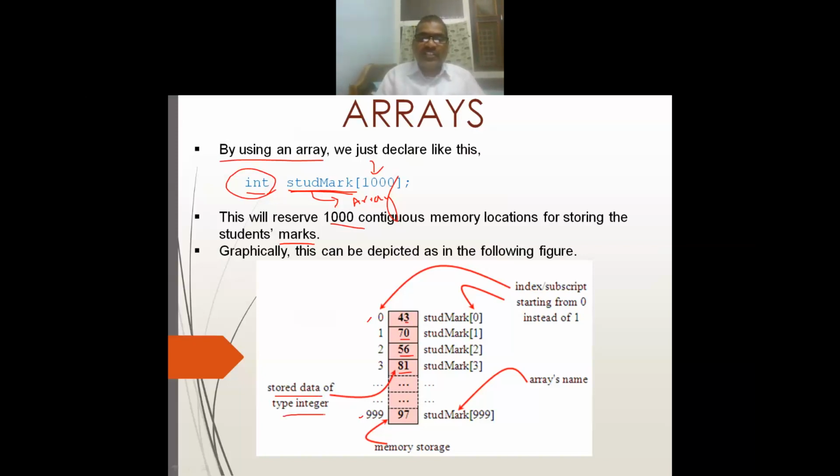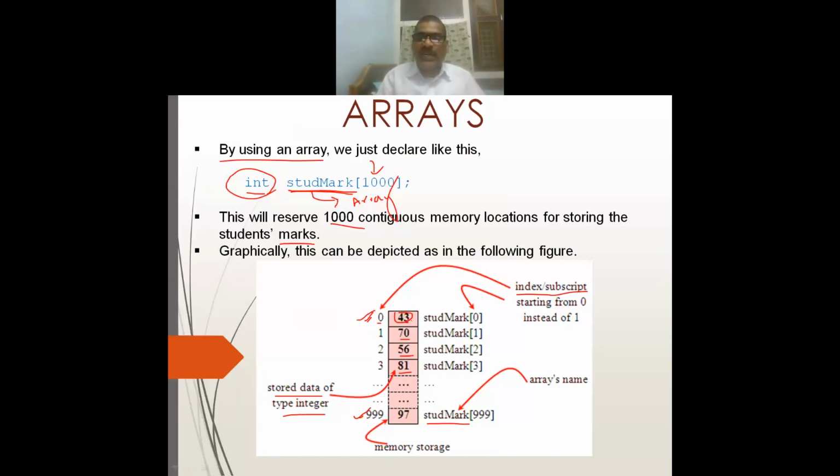So all are integer type, and these 0, 1, 2, 3, 4 and so on up to 999 are called a subscript or index. So we are making use of this index to refer to each element in this particular array. Generally this index or subscript starts from 0 instead of 1. Okay. So this std mark is the name of the array. This is the array name.